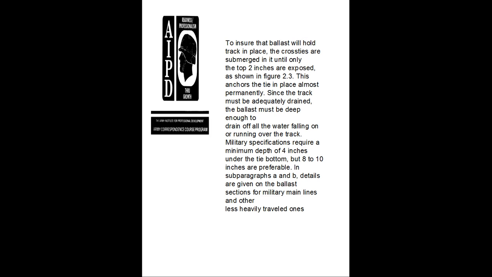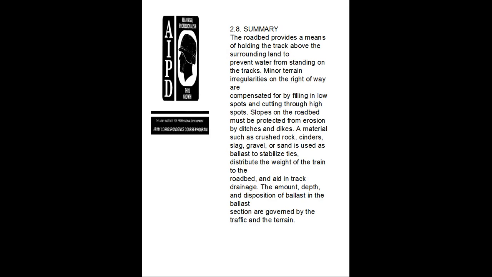To ensure the ballast will hold the track in place, the cross tie is submerged in it until only the top 2 inches are exposed, as shown in Figure 2.3. This holds the tie in place almost permanently, since the track must be adequately drained and the ballast must be deep enough to drain all the water falling on or running over the track. Military specifications require a minimum depth of 4 inches under the tie bottom, and 8 to 10 inches is preferable. Subparagraphs A and B give details in the ballast sections for military main lines and other less heavily traveled ones.